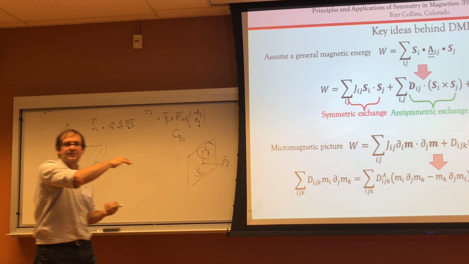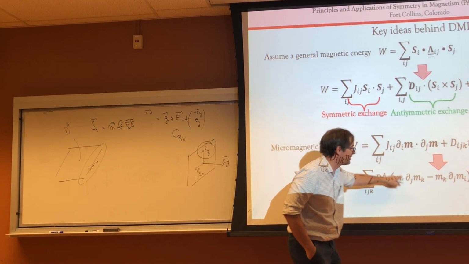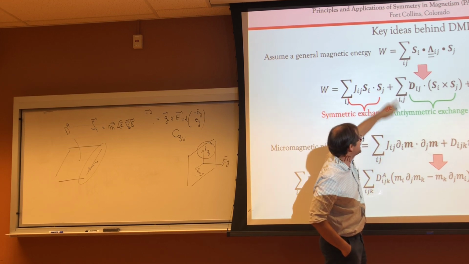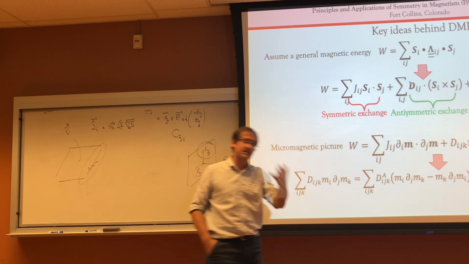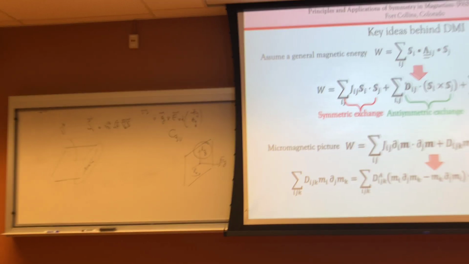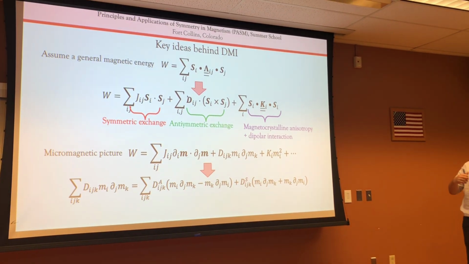Okay? So the Dzyaloshinskii-Moriya interaction is not that. It's that. This is the Dzyaloshinskii-Moriya interaction. So now you have two expressions of the anti-symmetric exchange in two limits, the atomistic limit or the micromagnetic limit. And of course, whether you assume one or the other, it's not exactly the same. It doesn't give you exactly the same physics.